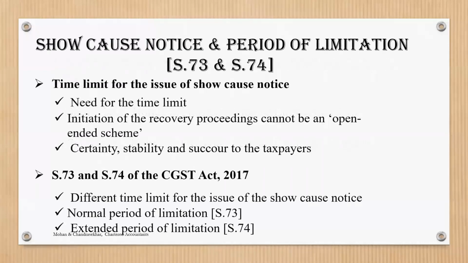Basically, Section 73 is the time limit for issue of show cause notice. There has to be a time limit. Initiation of recovery proceedings cannot be open-ended. It cannot be that a hook is always on your head, and anytime they may come and ask money from you. So there is a time limit mentioned. If you cross the time limit, they cannot ask any details from you. There has to be certainty, stability, and succor to the taxpayers.